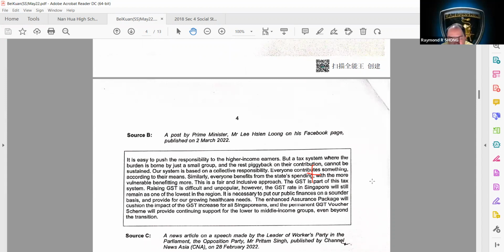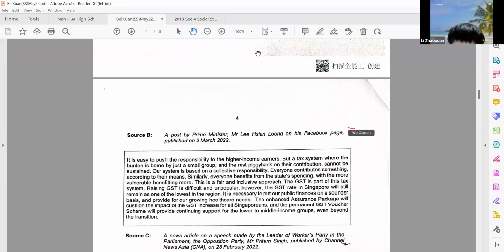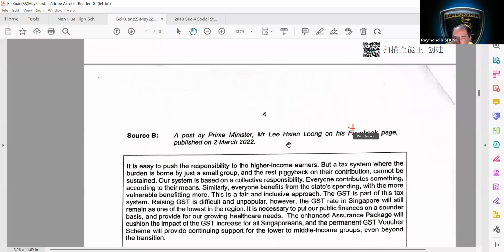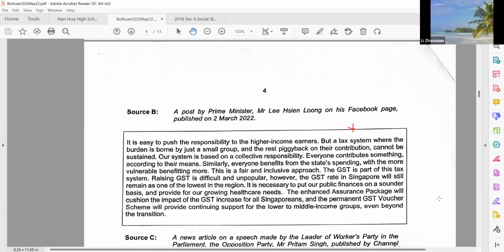Zhao Xuan, can you read to the class, please? It is easy to push the responsibility to the higher income earners, but a tax system where the burden is borne just by a small group and the rest piggyback on their contributions cannot be sustained. Our system is based on collective responsibility. Everyone contributes something according to their means. Similarly, everyone benefits from the state spending, with the more vulnerable benefiting more. This is a fair and inclusive approach.